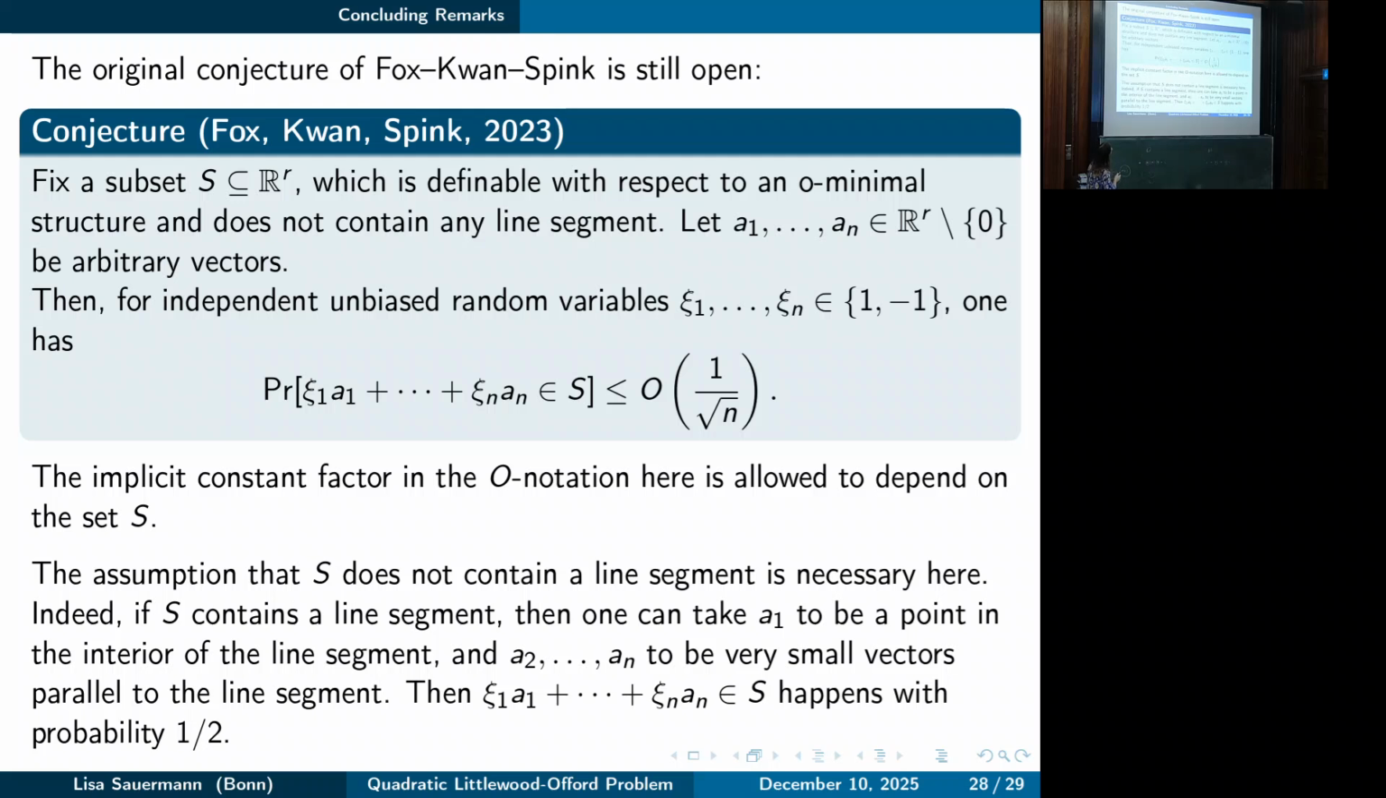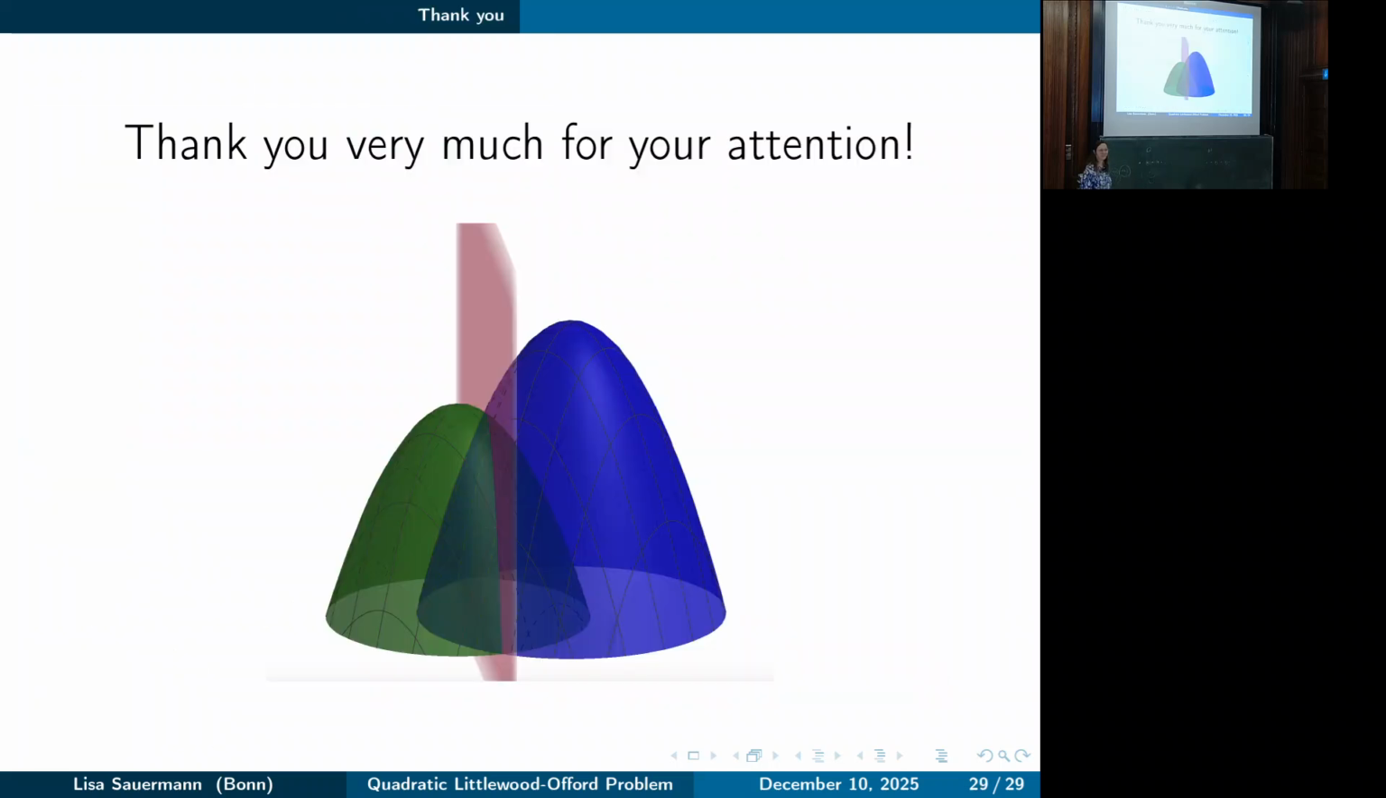Maybe let me also briefly comment that this assumption that the set doesn't contain a line segment is necessary. If you have a line segment, you could take a1 to be some point in the interior of the line segment, say the midpoint if that's not 0, but otherwise any interior point, and then a2 to an you can take to be very small vectors parallel to the line segment. Then this thing lies in the line segment as soon as psi1 is 1, and that happens with probability 1/2. So in this conjecture, it is indeed necessary to make an assumption of that type. Okay, so that's the conjecture. It's still open, and now I'm out of time, and that's it.